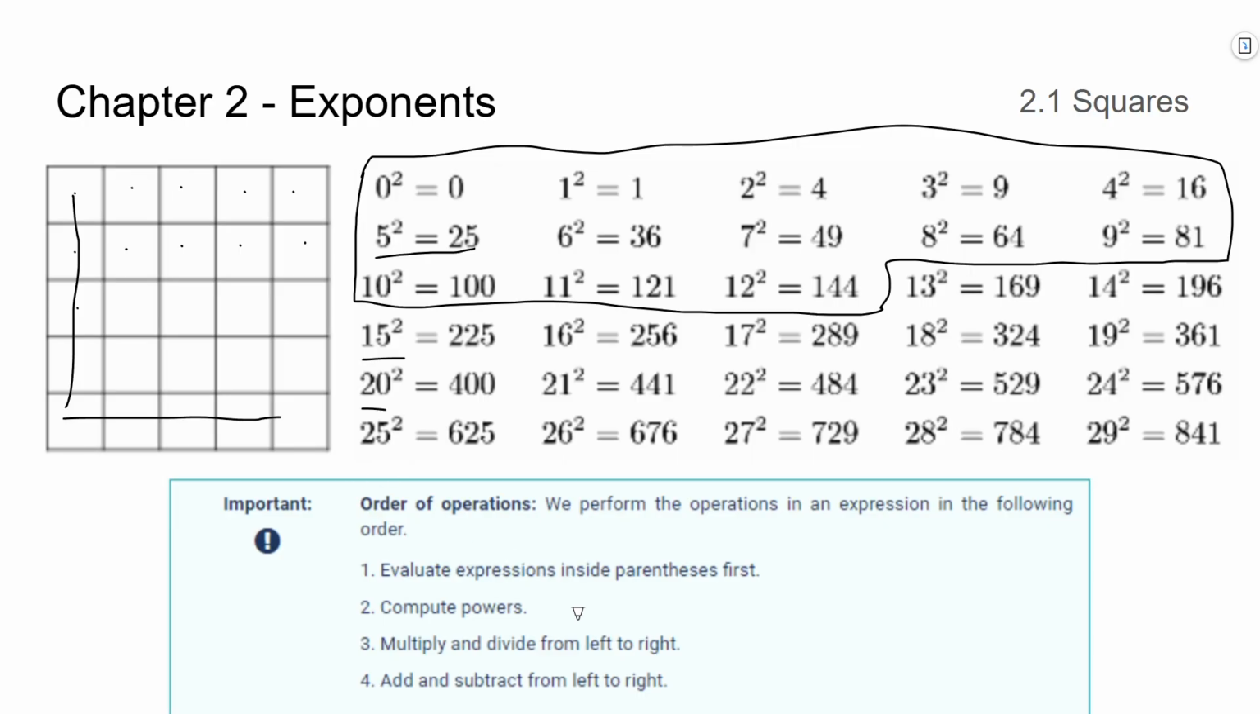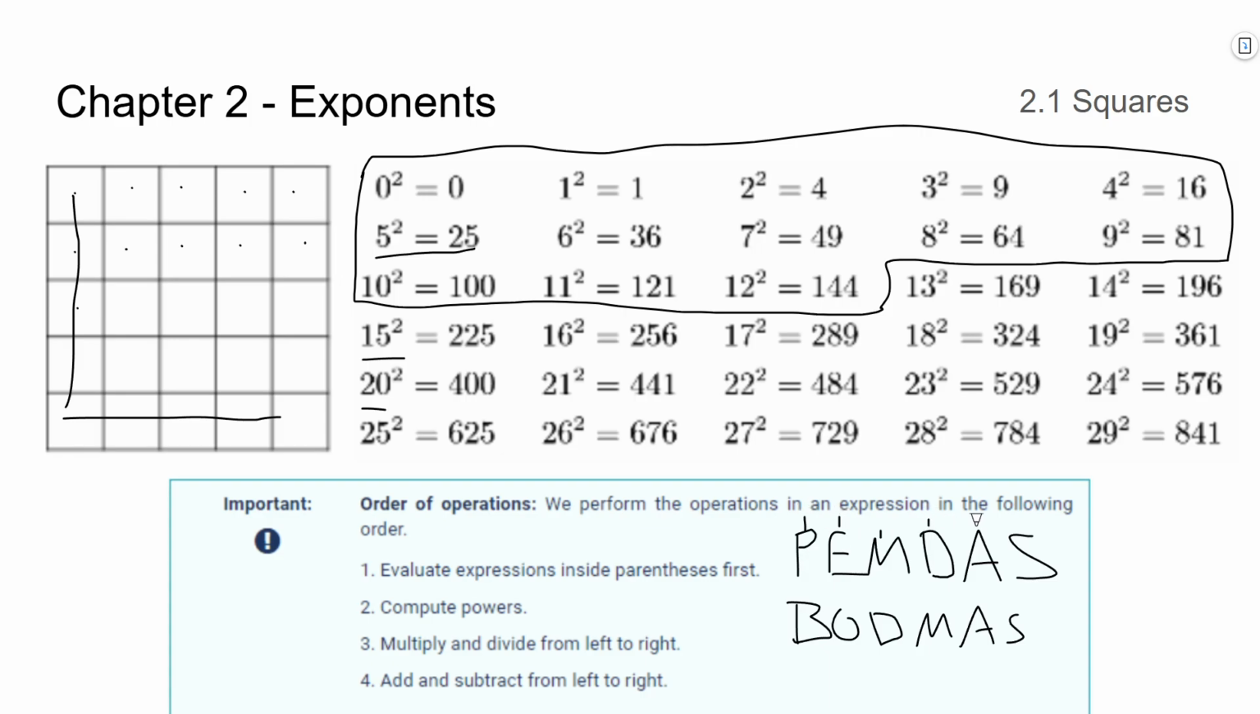So down here, we have a reminder of order of operations. There's a couple acronyms that you might have seen for order of operations. The one I'm used to is PEMDAS. Some other countries, you might see some other variations like this one. So PEMDAS is parentheses, and then exponents, multiplication, division, addition, subtraction. This is the order of operations.